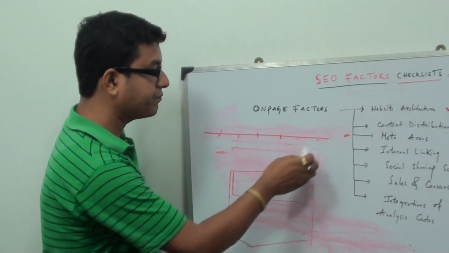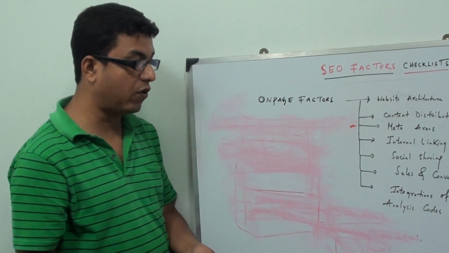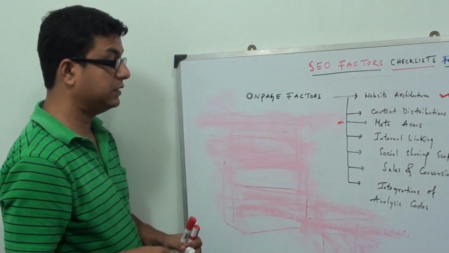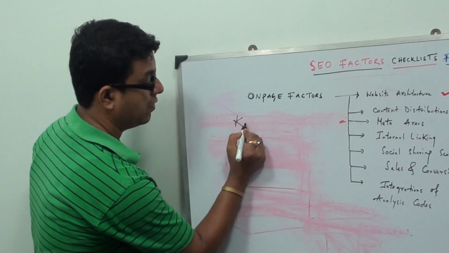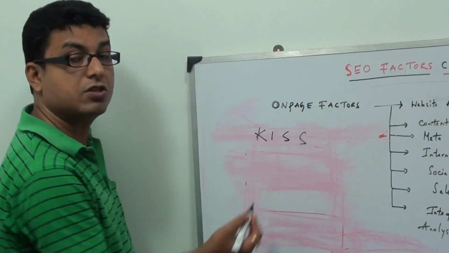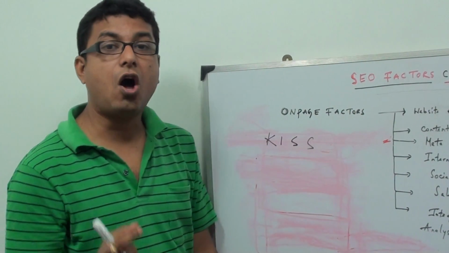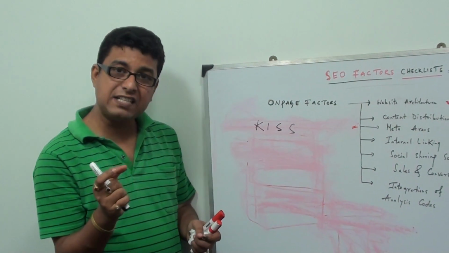For example, I always suggest to my students that you should follow the KISS method. Okay, so KISS means keep it short and simple. So in the meta areas, we'll also follow the short and simple method.